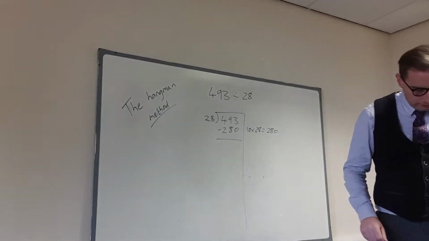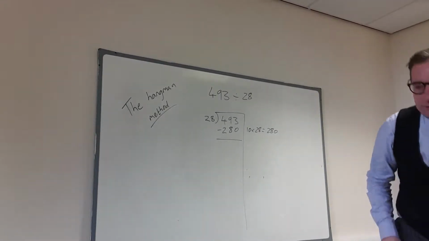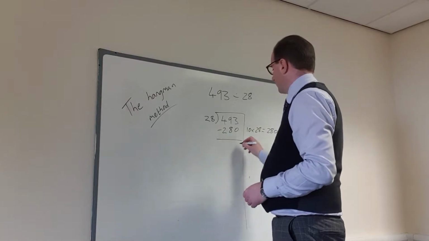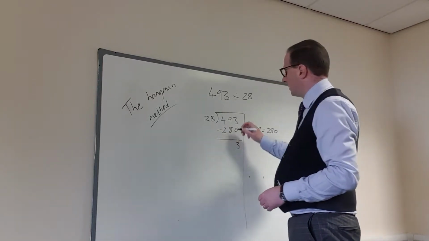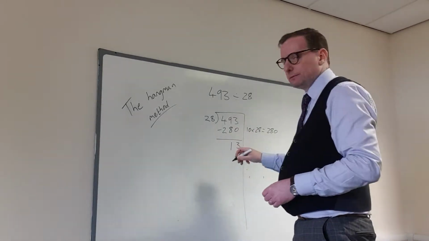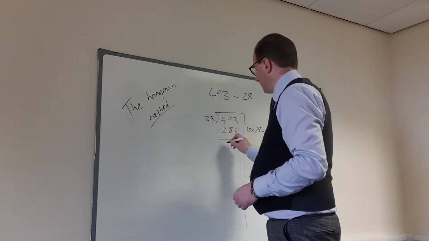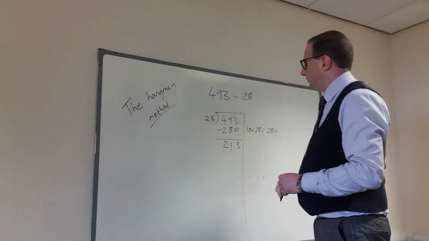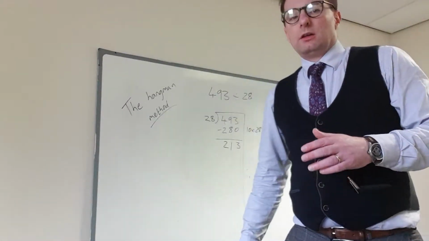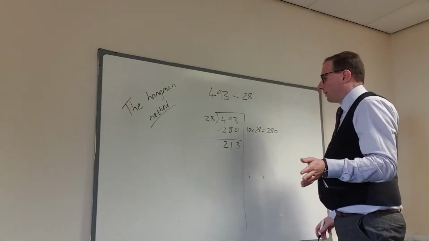So, minus, dropping the whiteboard marker on the floor. 3 minus 0 is 3. 9 minus 8 is 1. 4 minus 2 is 2. So we're left with 213. Okay? So where can we go from there?